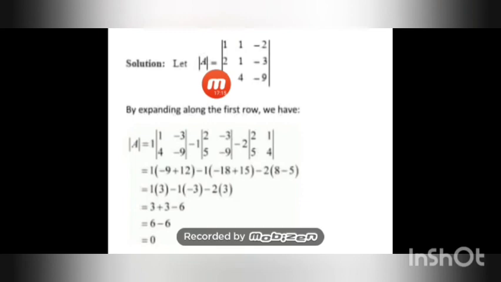So here you see I'm going to find out its value. So how to get it? First row, take down the first element, that is 1. Delete the first row, first column, what is left? 1 minus 3, 4 minus 9. Minus 1, delete first row, second column, 2, 5, minus 3, minus 9. Plus minus 2, plus and minus is minus. So minus, this is deleted, 2, 5, 1, 4. Then expand it and you will have the value equal to 0. Okay, this is your question number 6.